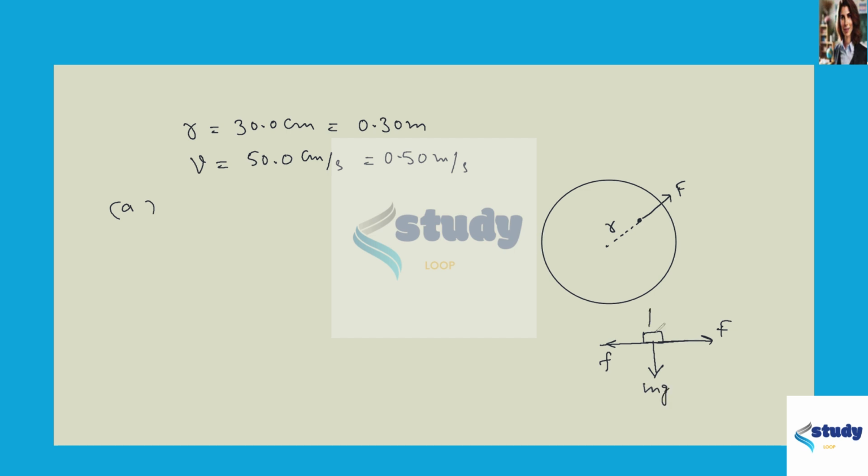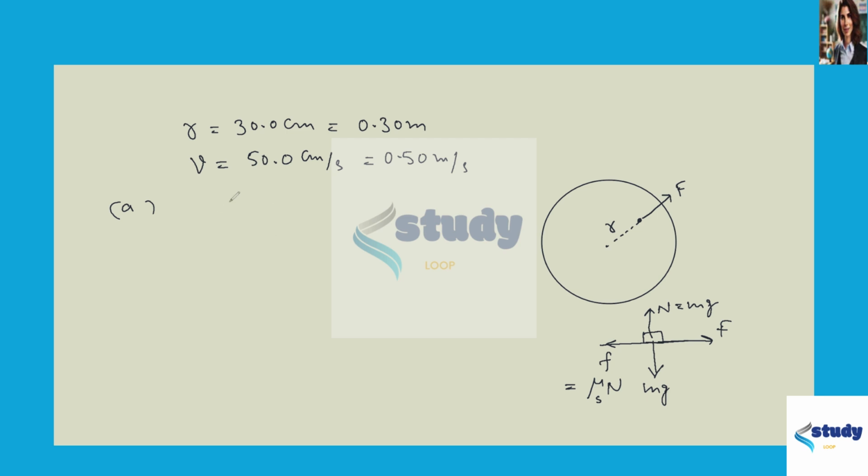So the normal reaction acting on the coin due to this turntable will be N, which is nothing but equal to mg. So force of friction is given as mu s, where mu s is the coefficient of static friction. So this is mu s into N, and we know N is equal to mg. So we can say force of static friction becomes mu s into mg.